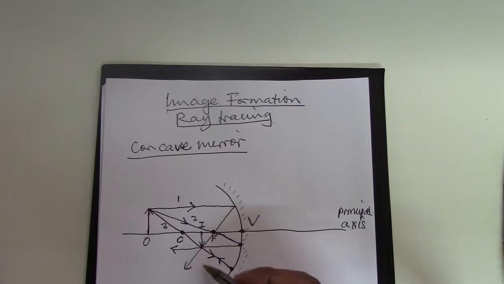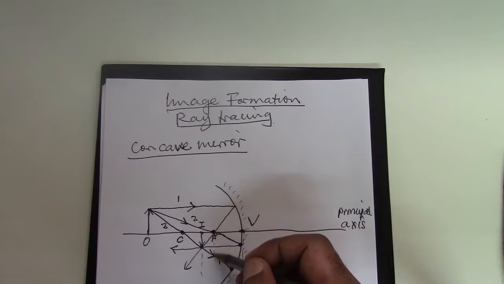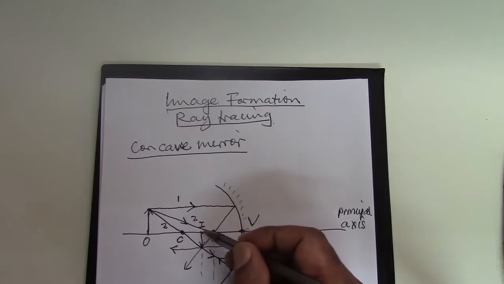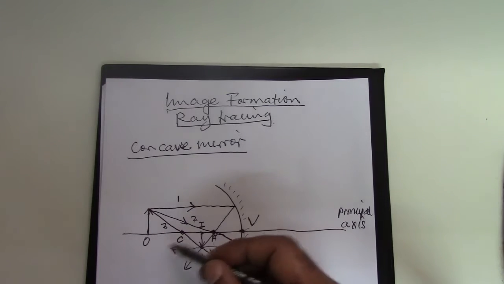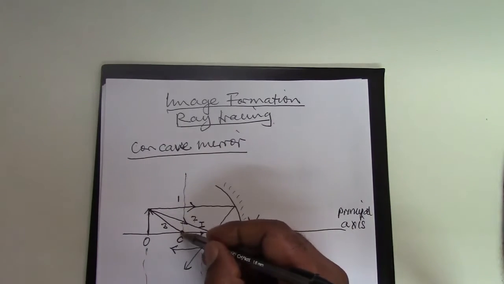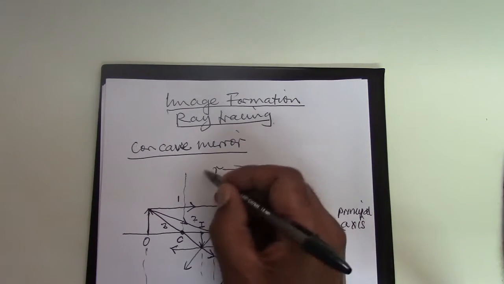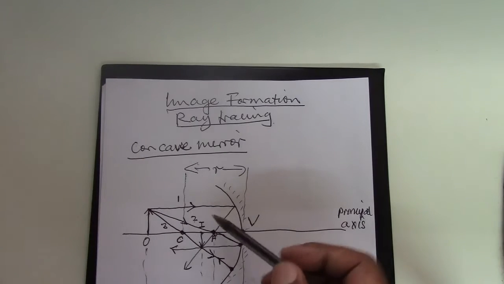From F to the vertex, this is the focal length of the mirror. Now, from the image to the vertex is the image distance di, while from the object to the vertex is d naught, which is the object distance. And from the center of curvature to the vertex, this is the radius of curvature of the mirror.